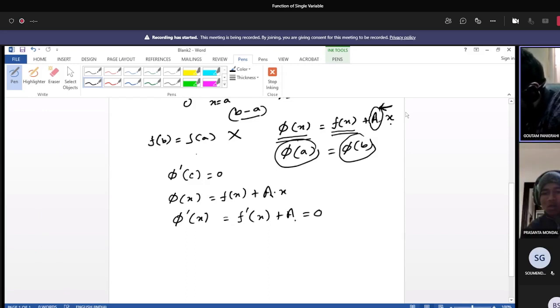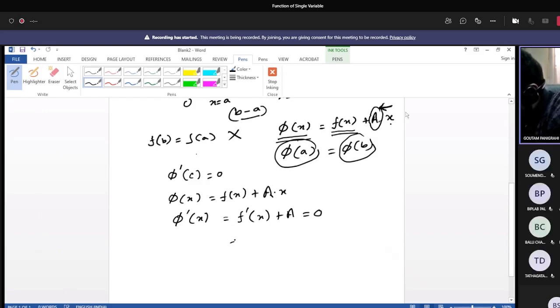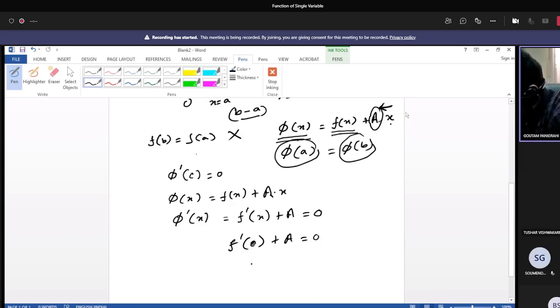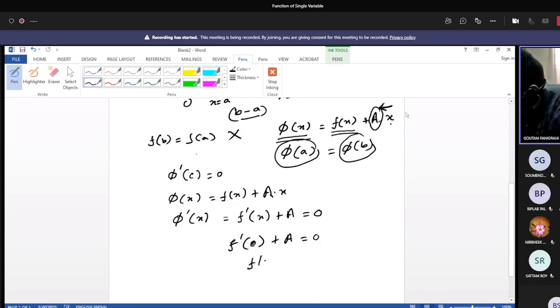This is equal to 0 at the point c. So f dash c plus capital A equals 0. So f dash c equals minus A. This is proved.